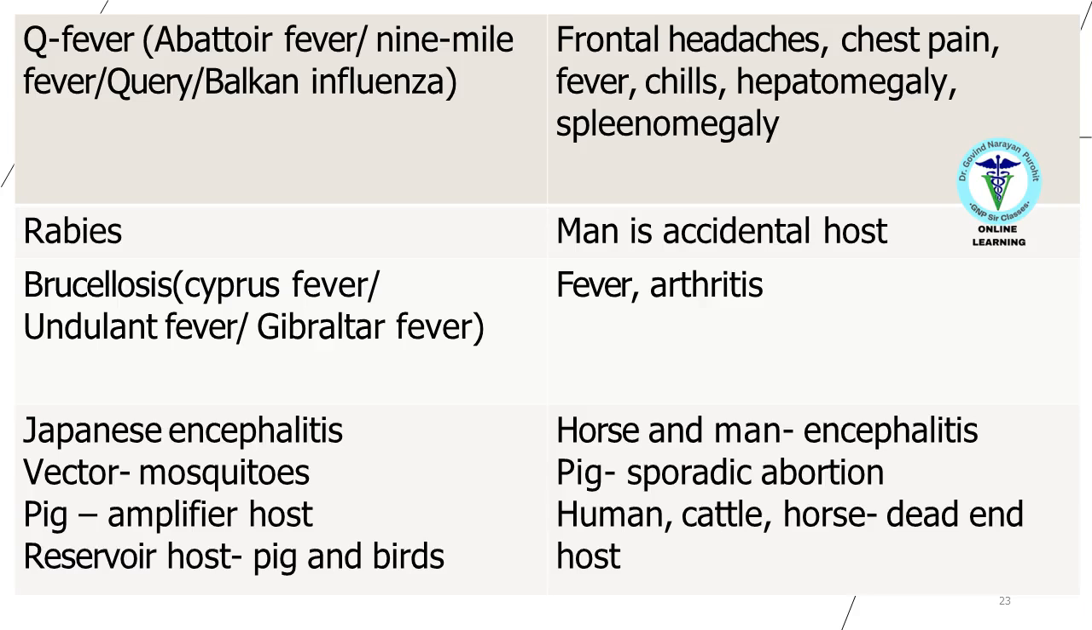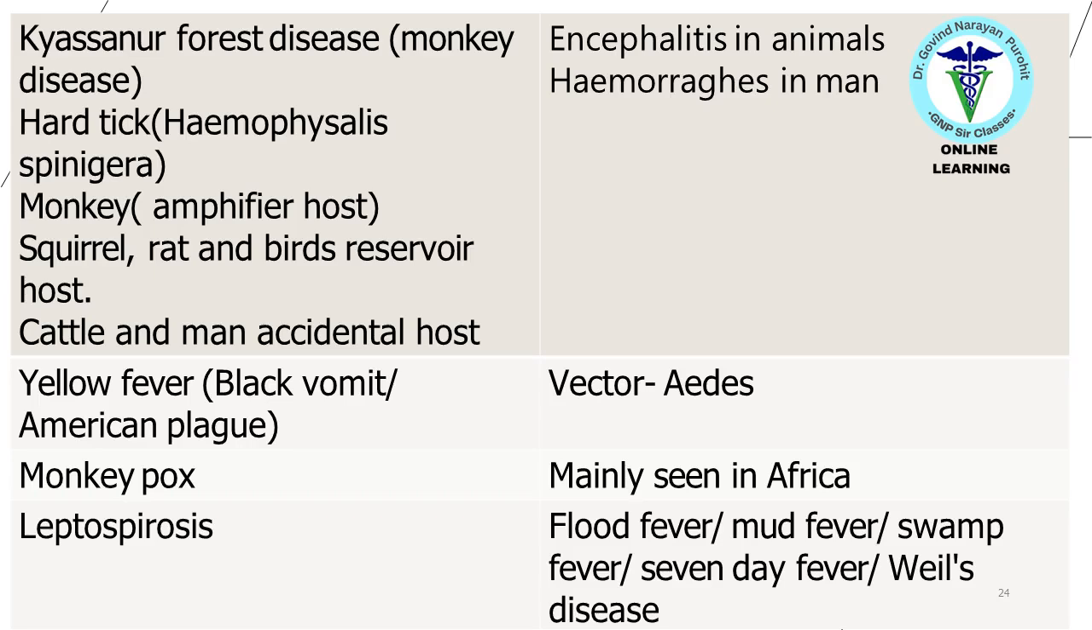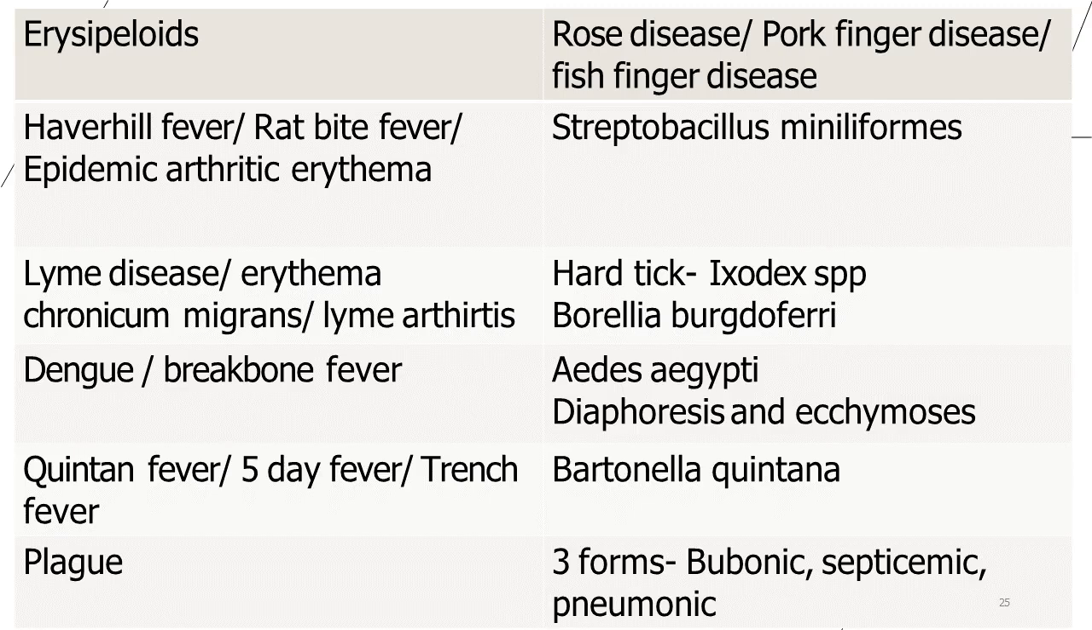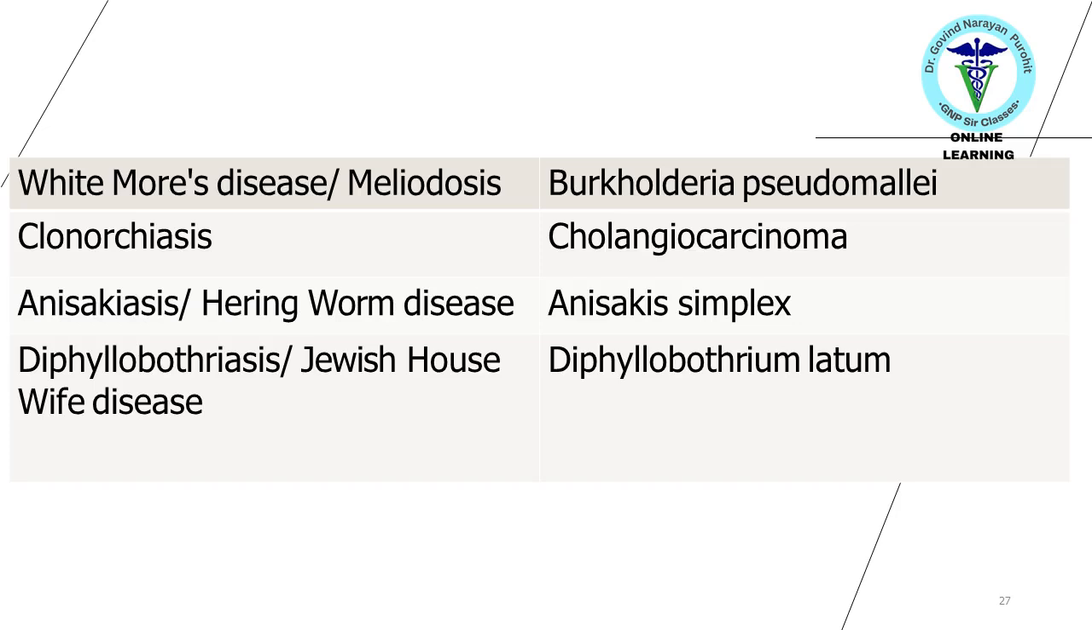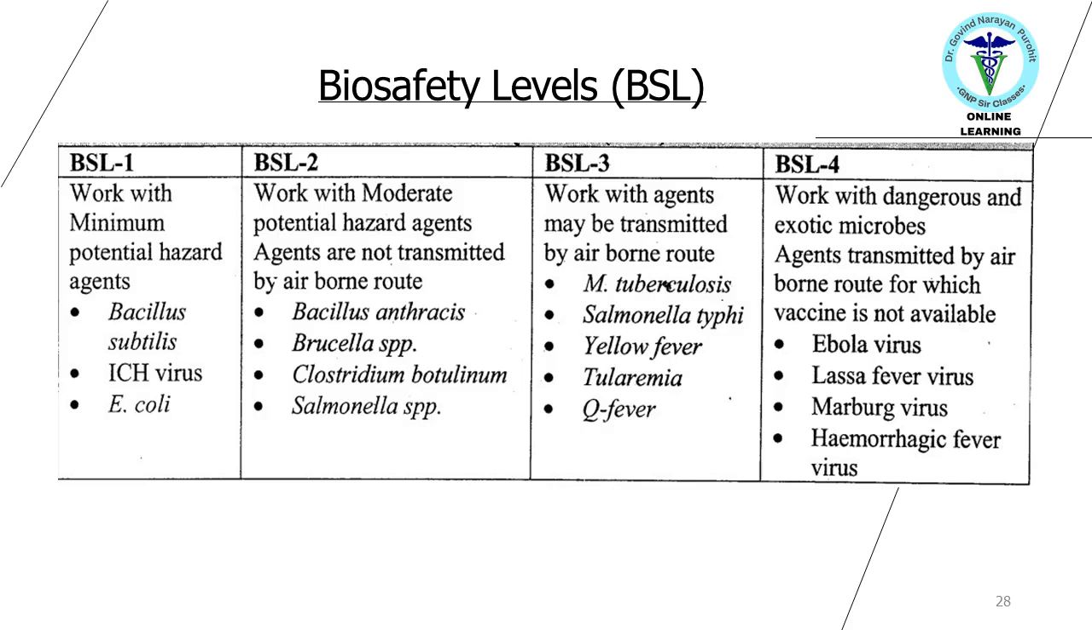The table shows some zoonotic diseases, their host, and the symptoms. In this table and the subsequent tables, the important zoonotic diseases are mentioned. This table shows some zoonotic diseases with the causative agent and the disease they cause. This table shows some zoonotic diseases with the causative agent and the disease they cause. This table shows some zoonotic diseases with the causative agent and the disease they cause. The table explains the biosafety levels 1 to 4.